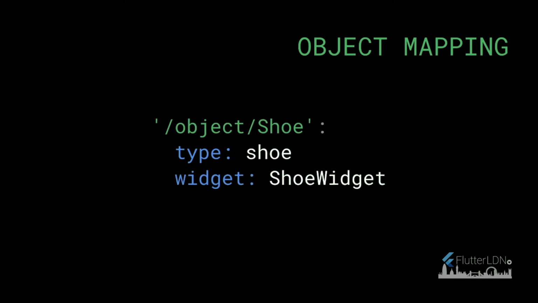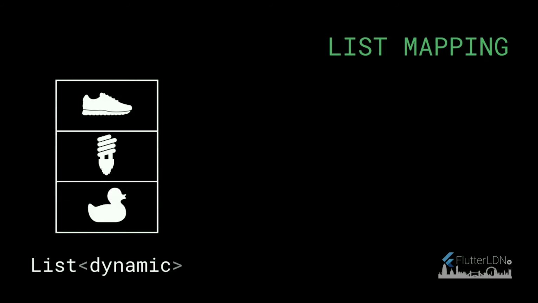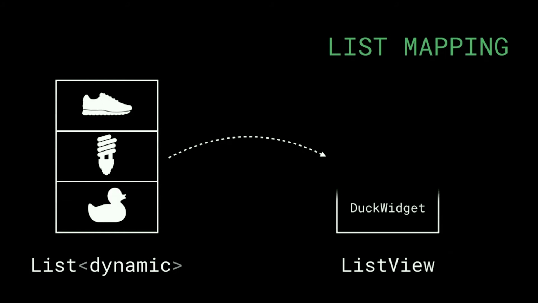This is kind of very specific, so let's make it more generic. You can start mapping any object to any class. And if you can do that, you can also start mapping a list of objects to list views.